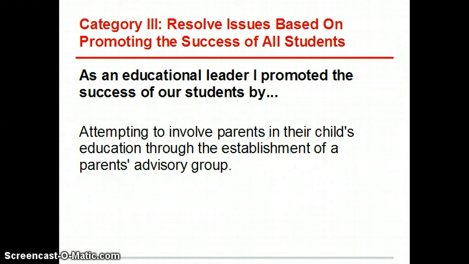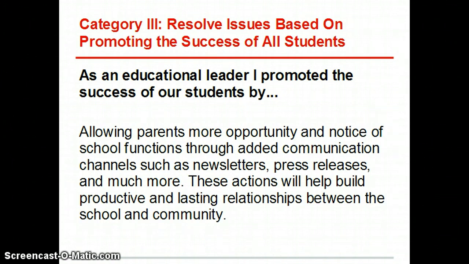As an educational leader, I promote the success of our students by attempting to involve parents in their child's education through the establishment of a parents' advisory group. As an educational leader, I promoted the success of our students by allowing parents more opportunity and notice of school functions through added communication channels such as newsletters, press releases, and much more. These actions will help build productive and lasting relationships between the school and its community.